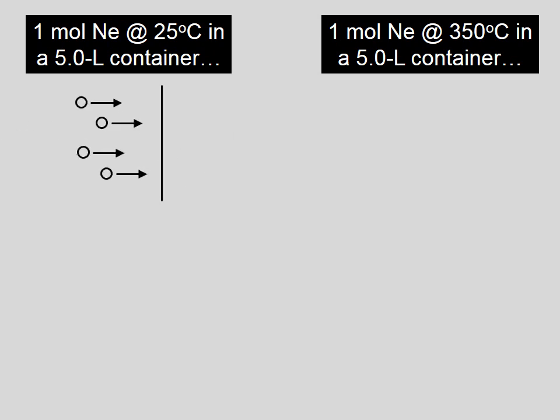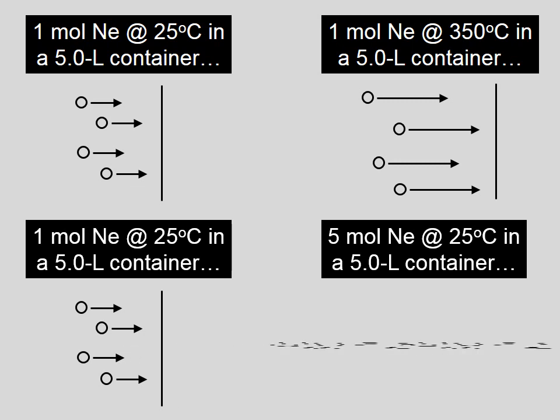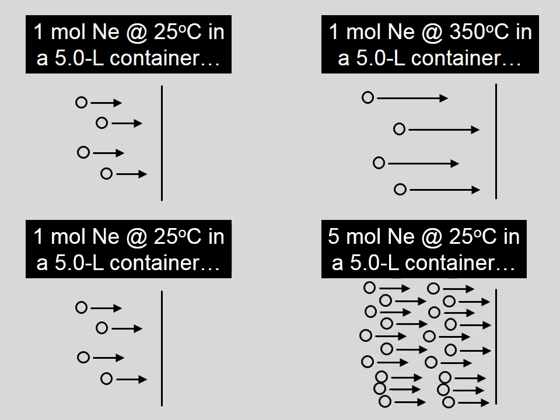If we have a mole of neon at 25 degrees in a 5-liter container, and another container, 5 liters, 1 mole of neon, but higher temperature, the particles on the right are going to be moving faster, so there's going to be a higher pressure on the right. If we repeat this, 1 mole of neon at 25 degrees in a 5-liter container, and on the right this time, same temperature, same volume, but now 5 moles of neon, clearly there's going to be more pressure on the right.